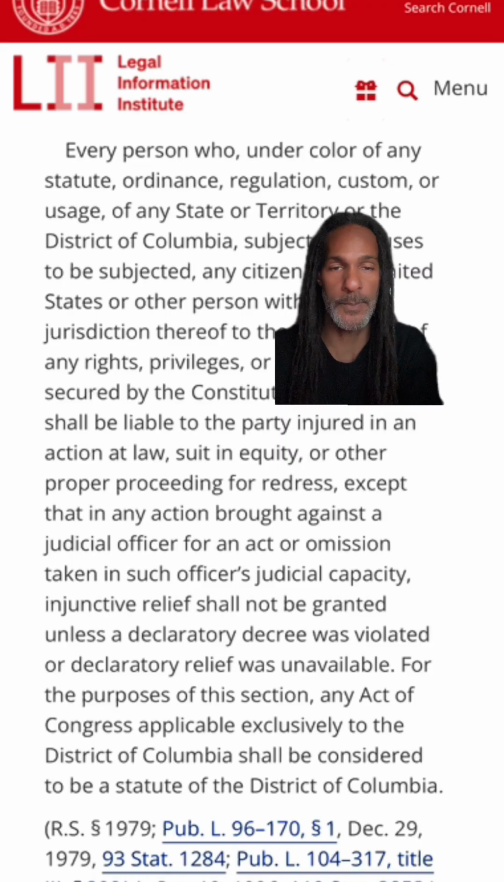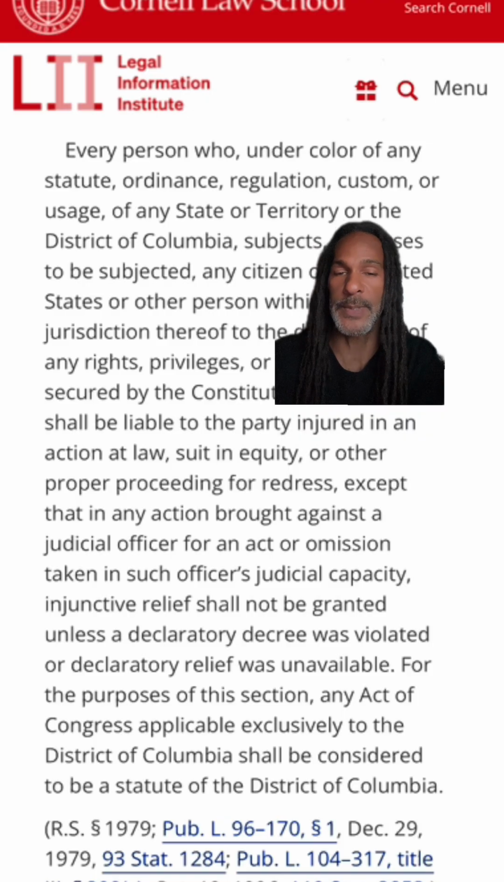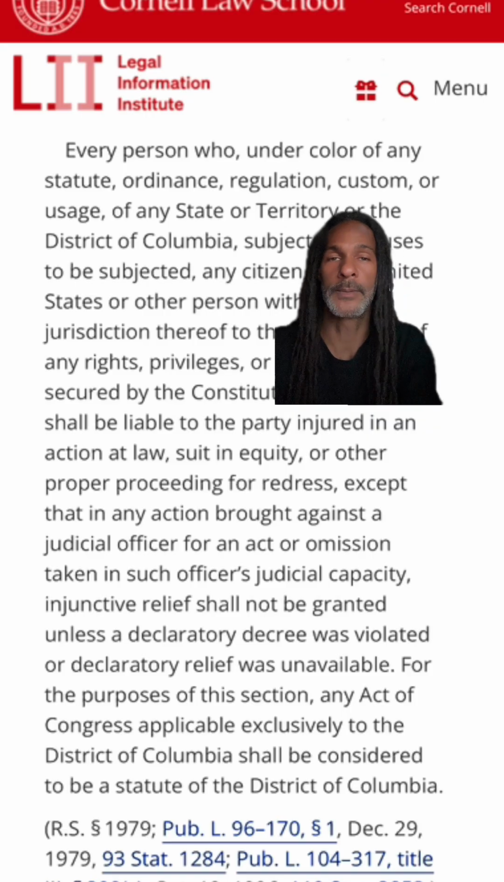in any action brought against a judicial officer for any act or omission taken in such officer's judicial capacity, policy enforcers, injunctive relief shall not be granted unless a declaratory decree was violated or declaratory relief was unavailable. For the purposes of this section, any act of Congress applicable exclusively to the District of Columbia are considered to be a statute of the District of Columbia.